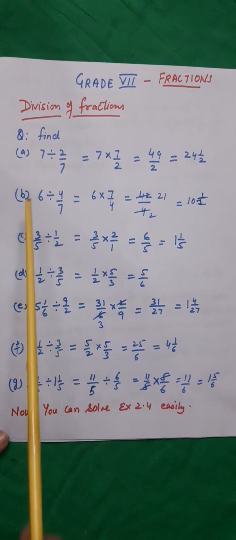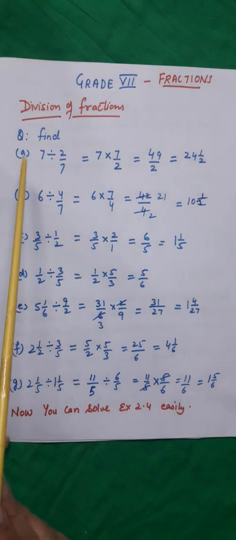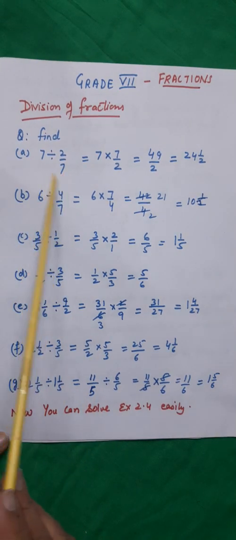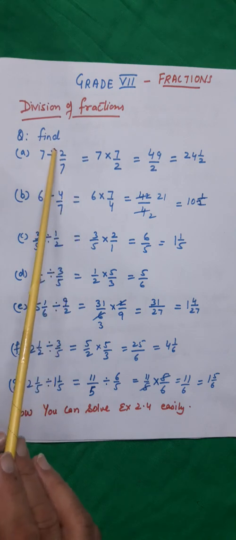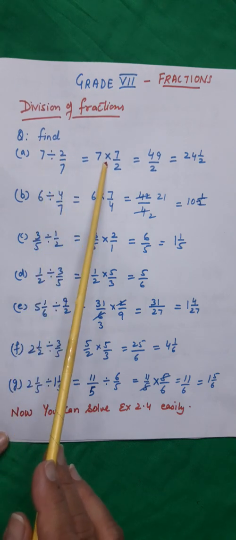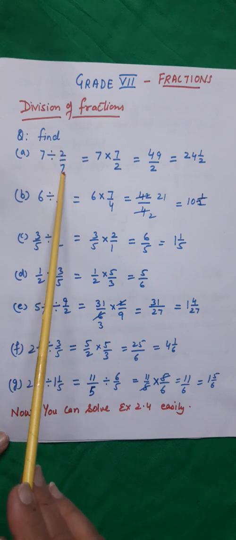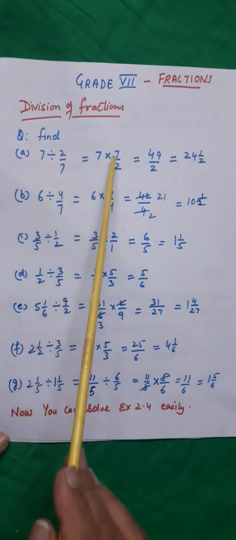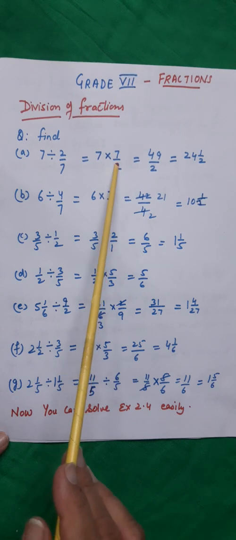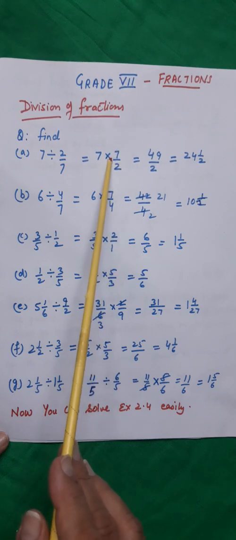The method of dividing two fractions or a number and a fraction is very simple. Just replace the division sign with multiplication, and the fraction on the right hand side is inverted. That means we take its reciprocal.